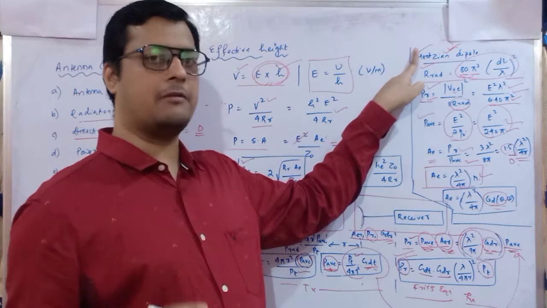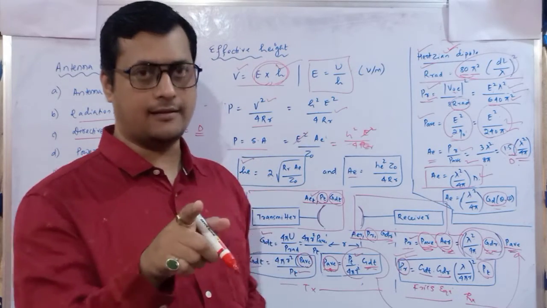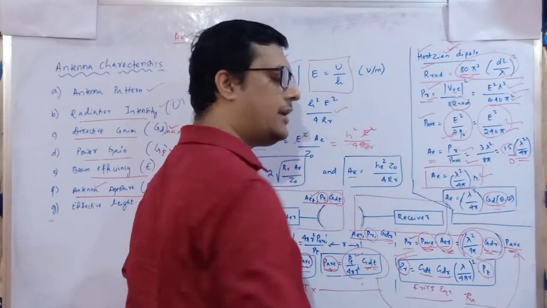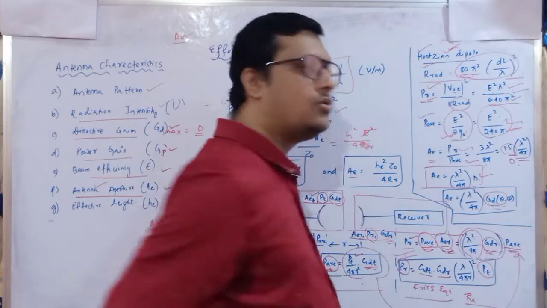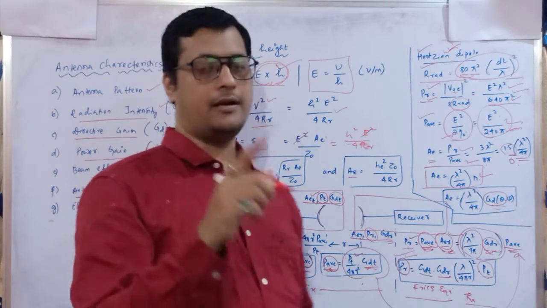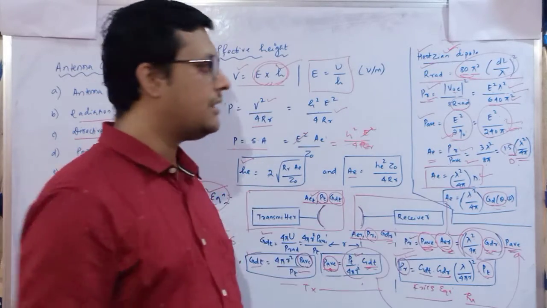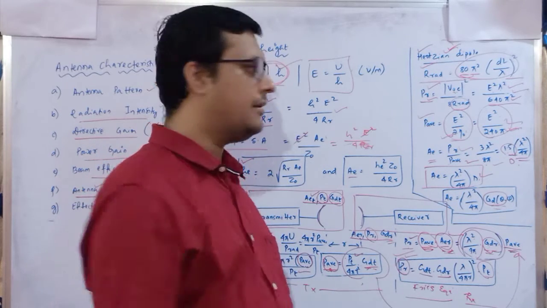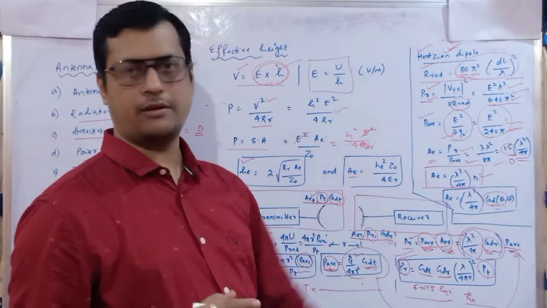Similarly, the average power, that is the power coming and striking the antenna, is E square divided by 2 eta naught. What is eta naught? For air medium, 120 pi. So it is E square divided by 240 pi. Now, what is the effective area? Effective area is the received power divided by the average power. Dividing, you will get 3 lambda square divided by 8 pi, and if you solve it, you will get 1.5 lambda square divided by 4 pi.